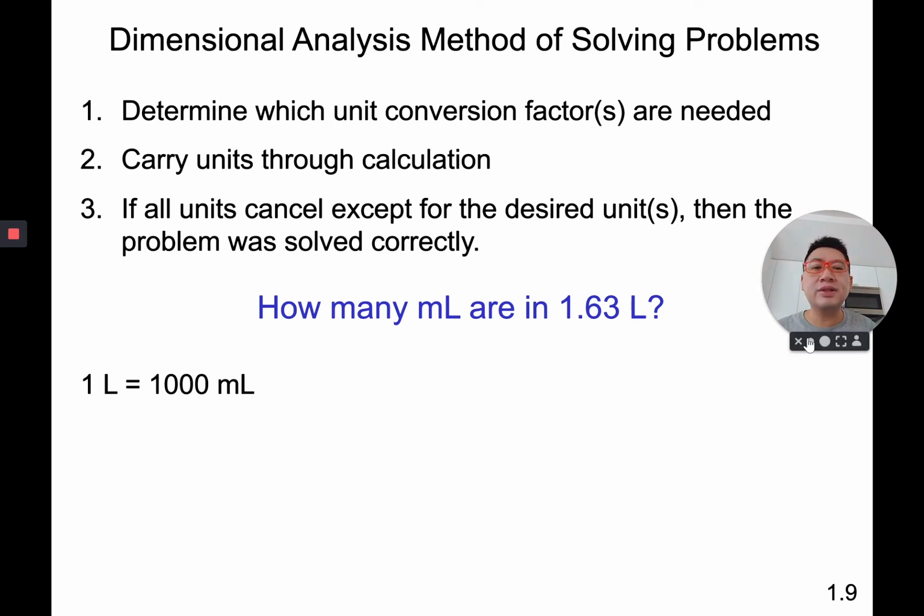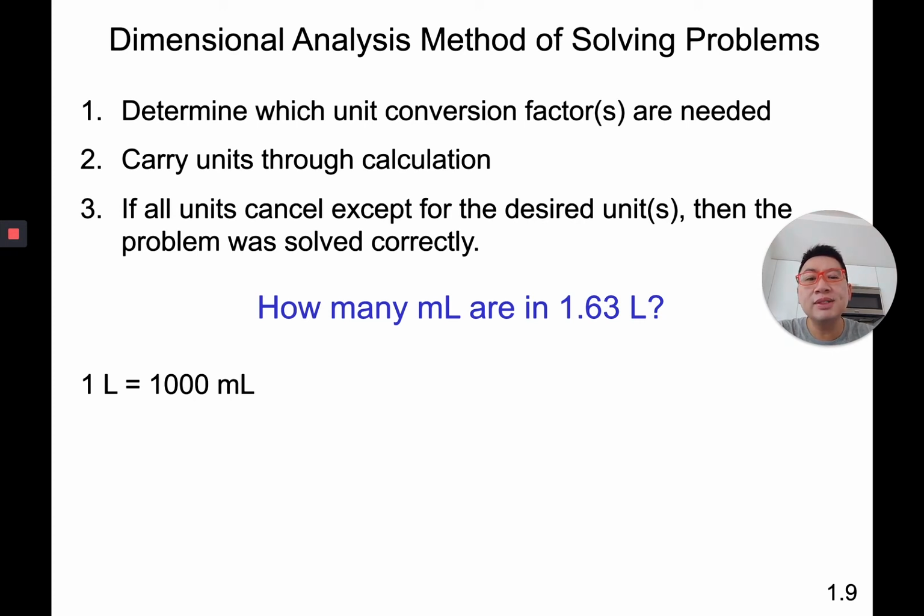Carry units through calculations and cancel units except for desired units, then the problem was solved correctly. Okay, these conversion factors, these things are equal. It's kind of like saying A equals B. And if A equals B, A divided by B is equal to 1, or B divided by A is equal to 1. You'll see lots of examples of that later, but that's in general what we're going to do.